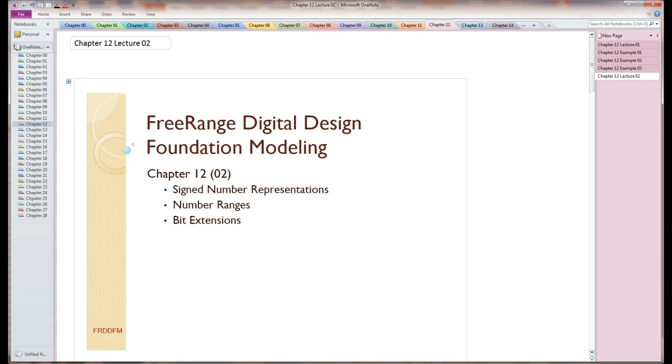This is Free Range Digital Design Foundation Modeling, Chapter 12. This is the second lecture, and we're talking about signed binary number representations. We had been studying diminished radix complement, signed magnitude, and radix complement, with the emphasis on radix complement, which was 2's complement. Now, the interesting notions of these things you always have to understand and take with you in this lecture, as well as bit extensions, which is something you always have to do with numbers.